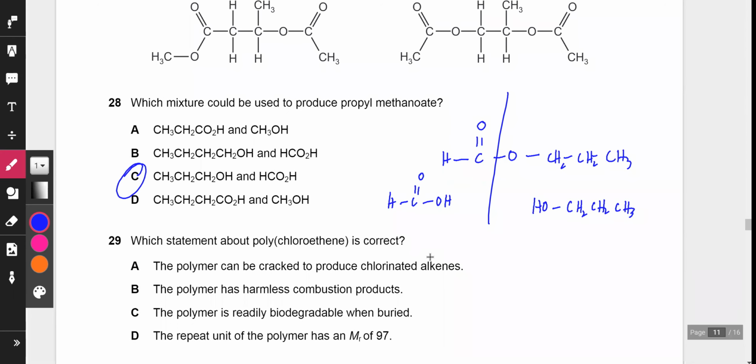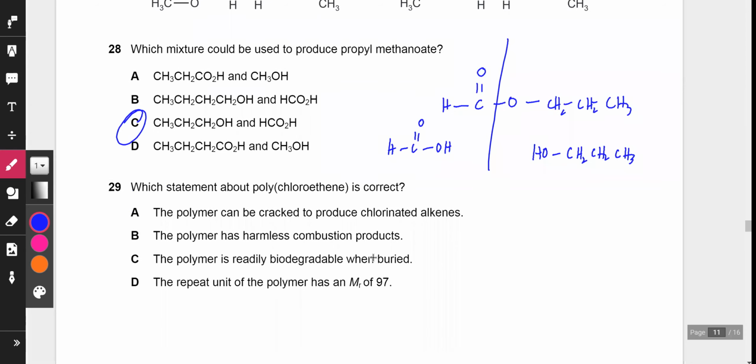So which statement about polychloroethene is correct? So what's polychloroethene? Chloroethene is a double bond with H. So that's ethene. Chloroethene has one Cl. How does it form a polymer? The same thing starts connecting with other molecules, and the double bond in the middle turns into a single bond, and that's n. So that's polychloroethene. It's saying the polymer can be cracked to produce chlorinated alkenes, which might be true.